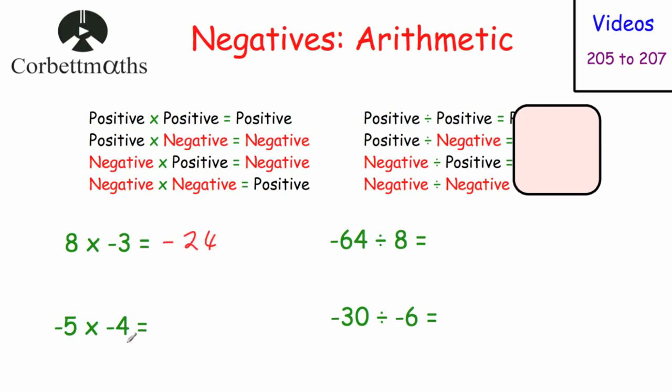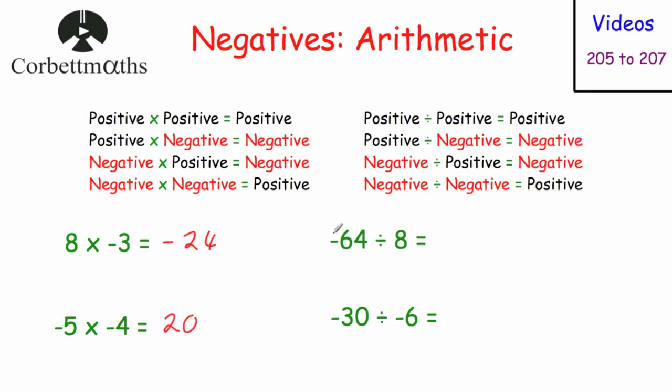And let's have a look at our next multiplication. We've got negative 5 multiplied by negative 4. It's a negative times a negative, so our answer is going to be positive. And we've got 5 times 4, which is 20. Now the same rules apply for division. So let's have a look at our first question.